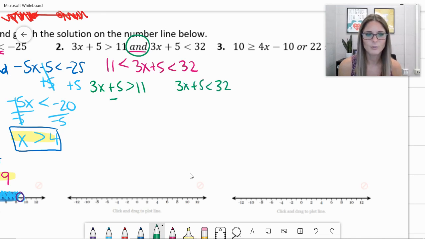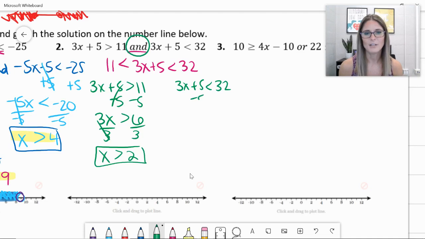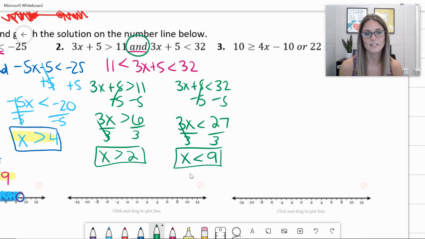All right, solving the left one, subtract 5 from both sides. 3x is greater than 6. Divide by 3. X is greater than 2. On the right side, I'm going to subtract 5 from both sides. 3x is less than 27. Divide by 3, divide by 3. X is less than 9. Okay, so there's our two answers.